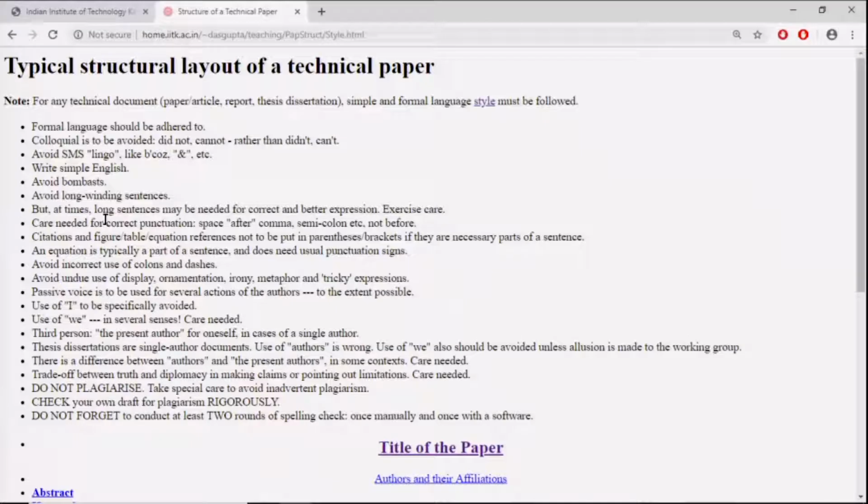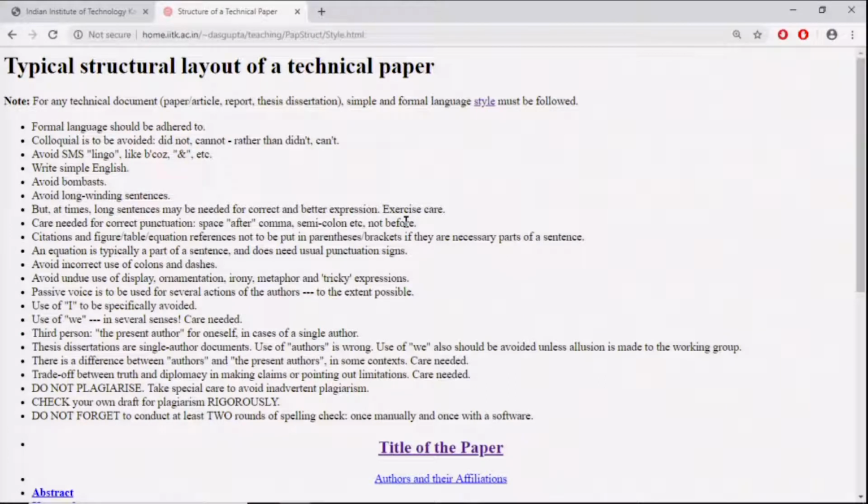Coming to punctuation marks, one needs to use special care to use correct punctuation in their documents. And here I am listing out particularly those issues in which I have found many people making mistakes. So, for example, space should be after a comma or semicolon, not before.